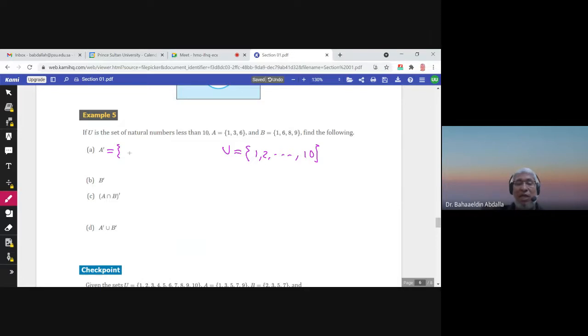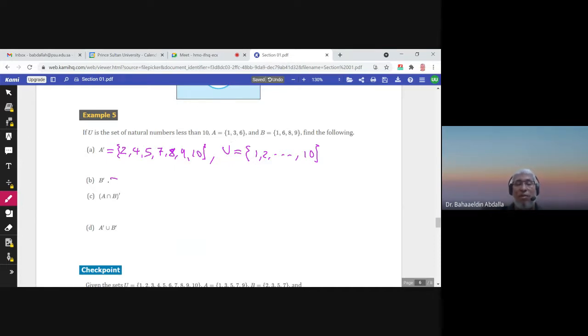2 is not in A, so it is in A complement. 3 is in A, so it's not in A complement. 4, 5 are not in A, so they are in A complement. 6 is in A, so it's not in A complement. 7, 8, 9, 10 are in A complement because they are not in A.